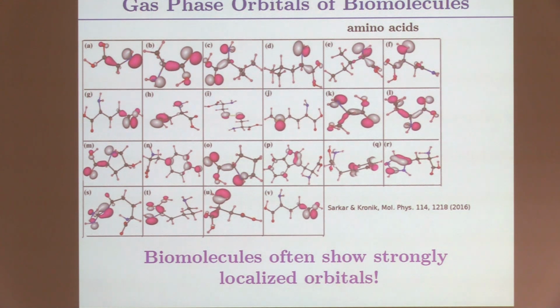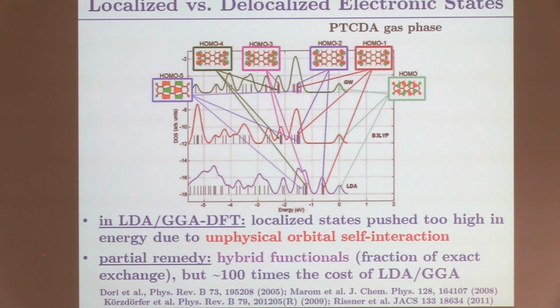Well, these strongly localized orbitals, it turns out that if you use LDA or GGA DFT, localized orbitals are pushed too high in energy. Not only are the absolute energies incorrect, also the orbital ordering can become incorrect, as has been shown some time ago for PTCDA, because there is something called the orbital self-interaction error. If my orbital is very much localized, it interacts more strongly with itself, which destabilizes the energy and pushes it up too far, sometimes above the delocalized states, and the orbital ordering can become incorrect.